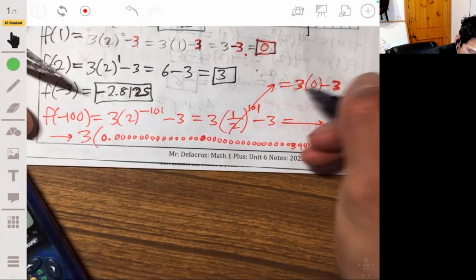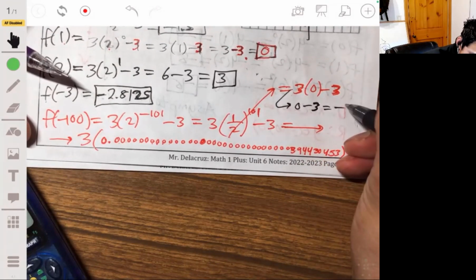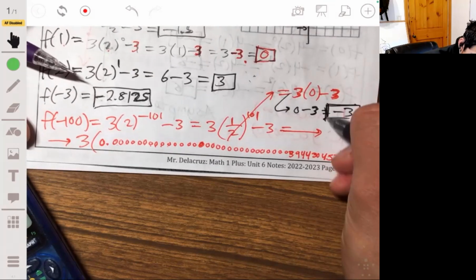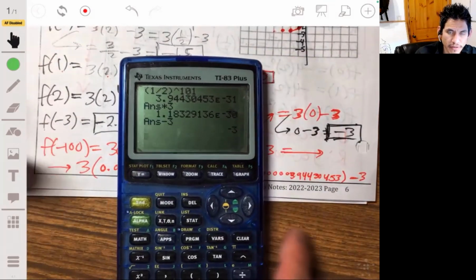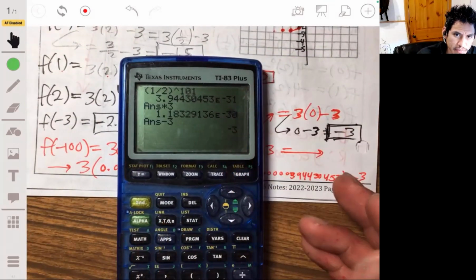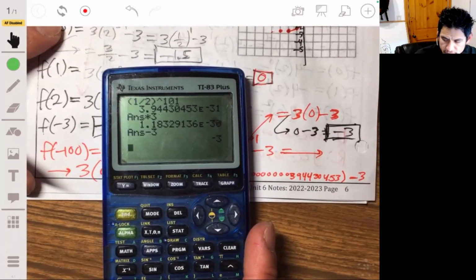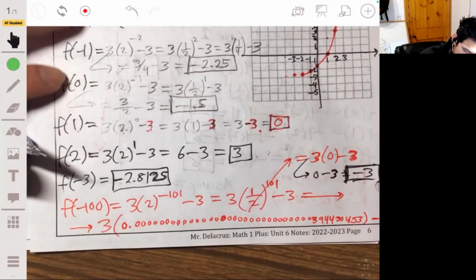So that 3 times 0 is 0. 0 minus 3 is negative 3. And that's what the calculator does. You get so tired of doing that, it's like it's negative 3. It doesn't matter. It's so close that we don't need to worry about all those number digits. And this is what happens with the asymptote.